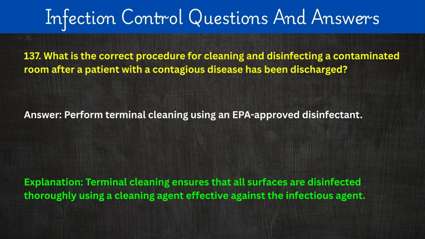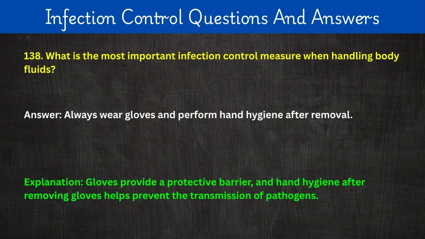Answer: perform terminal cleaning using an EPA-approved disinfectant. Explanation: terminal cleaning ensures that all surfaces are disinfected thoroughly using a cleaning agent effective against the infectious agent. 138. What is the most important infection control measure when handling body fluids? Answer: always wear gloves and perform hand hygiene after removal. Explanation: gloves provide a protective barrier, and hand hygiene after removing gloves helps prevent the transmission of pathogens.